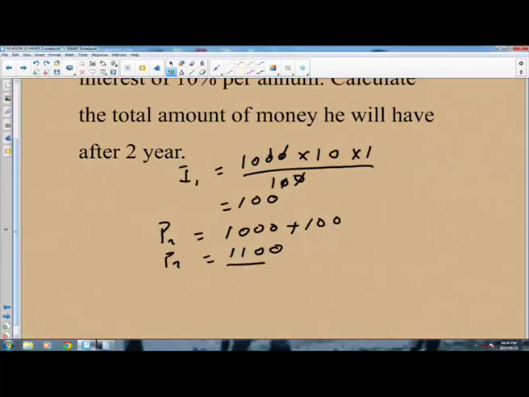The interest is compounded onto the second year. So 1,100 will be the principal for the second year. And then work out the interest for the second year. And after getting it, you will add it to 1,100. That will be the amount after 2 years.